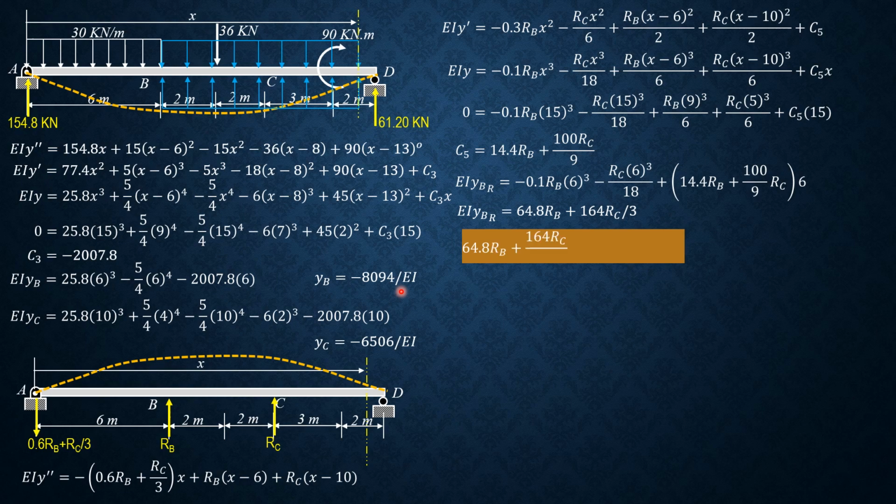So the equation is YBR plus Y sub B equals 0. There's no net deflection at B. So when we transpose this to the right, it becomes positive. So call that equation A.